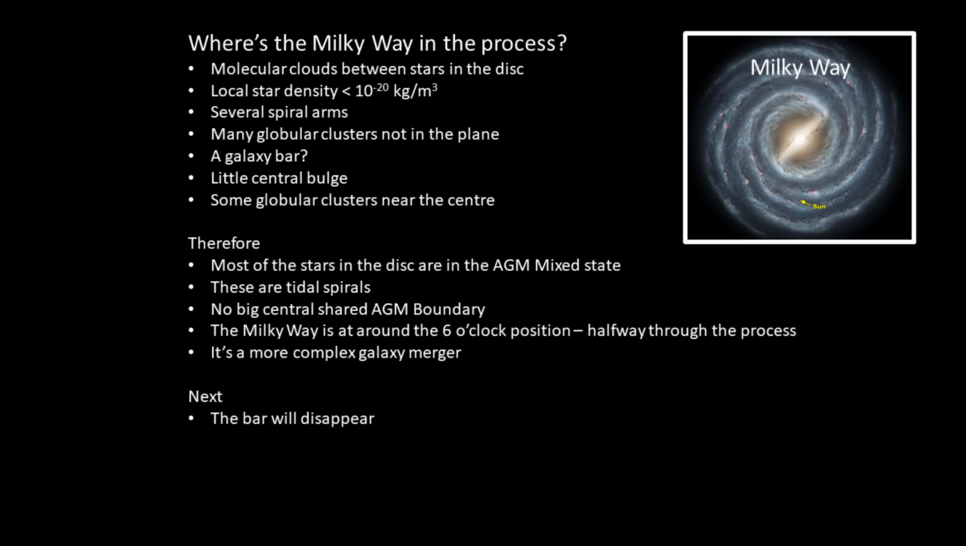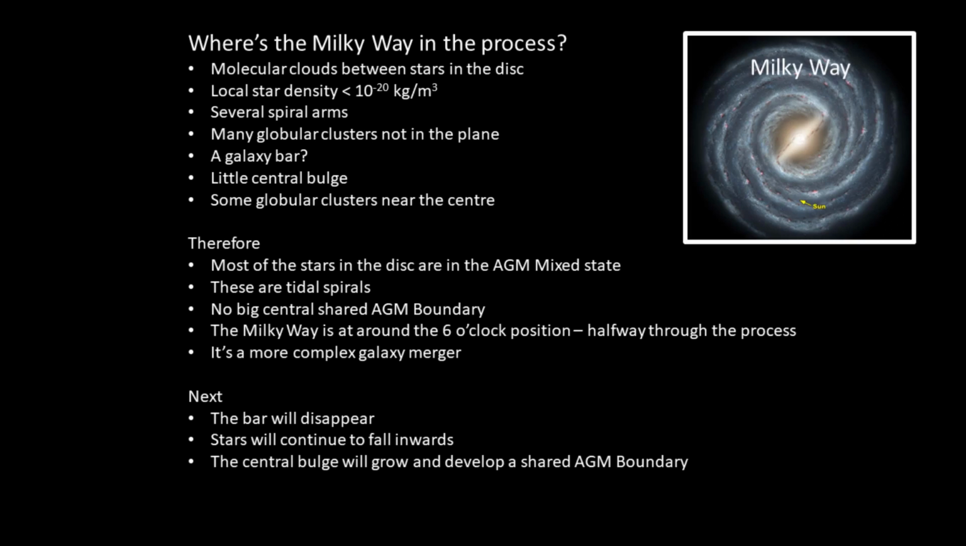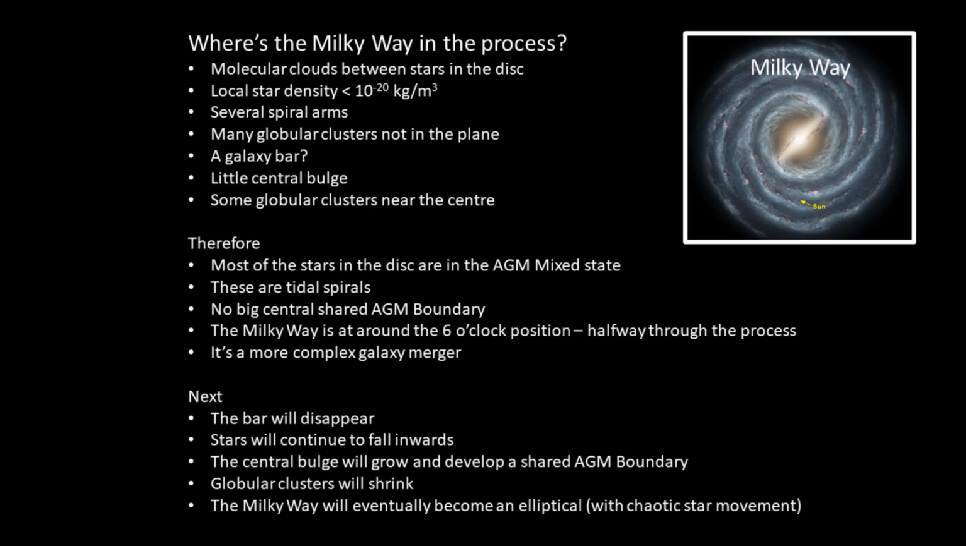So what happens next? As time goes by, the dynamic AGM lacuna will lose its flat bottom, and the galaxy bar will disappear. Stars will continue to fall inwards towards the centre. The central bulge will grow and will develop an inner core inside a shared AGM boundary. The stars inside the shared AGM boundary will be in the AGM excluded state. The globular clusters will continue to be eroded away, and the stars that were in them will be left in the AGM mixed state. And after a long time, the Milky Way will eventually become an elliptical galaxy.